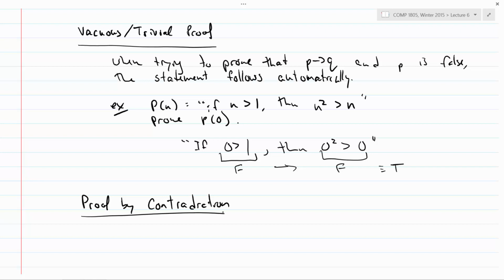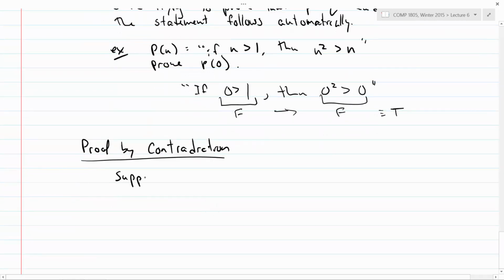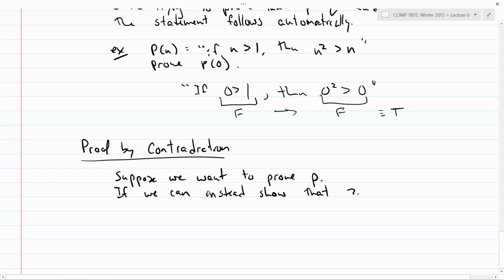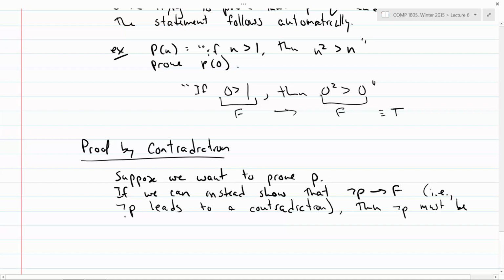So we can formalize that if that sounds weird. So suppose we want to prove P. If we can instead show that not P implies false, so really what this means is not P leads to a contradiction, then not P must be false. And so P must be true.